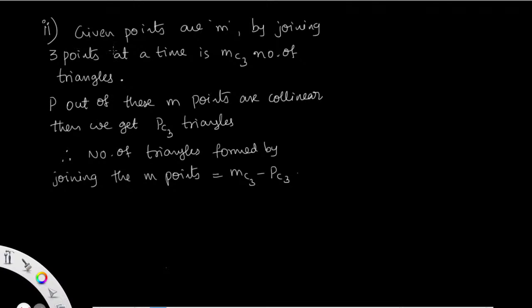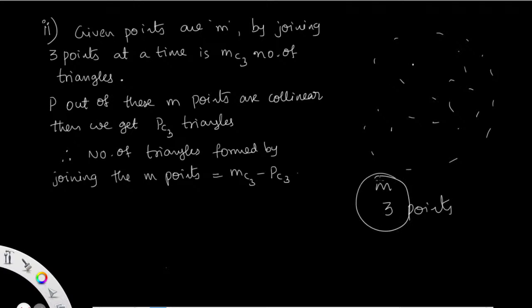In the second question, how many triangles can be drawn out of m points? To form a triangle we need 3 points. So out of m points we can draw mC3 triangles. In these, p points are collinear. If points are collinear, we cannot construct a triangle.